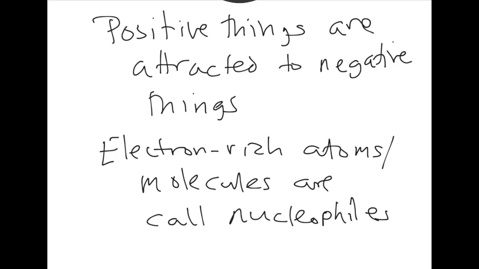So things that have electrons want to react with things that don't have electrons. So electron-rich things are nucleophiles because they're attracted to the positive charge of the nucleus, right? These will donate electrons, right? So electron-rich atoms will give electrons to something that is lacking electrons. Right, and then we have electron-poor atoms or molecules.